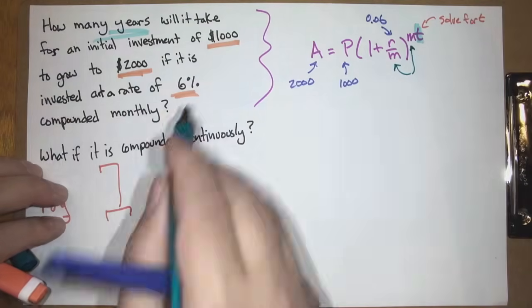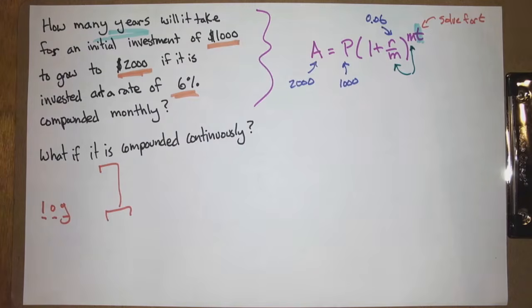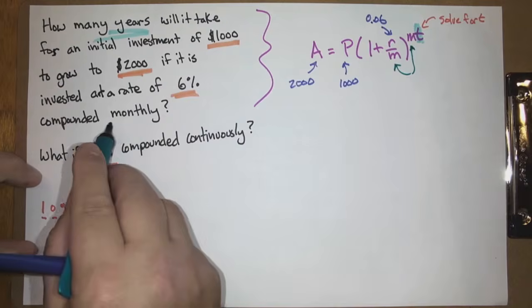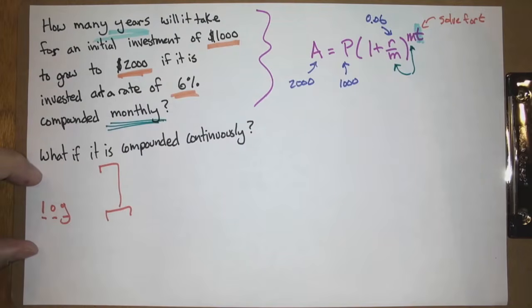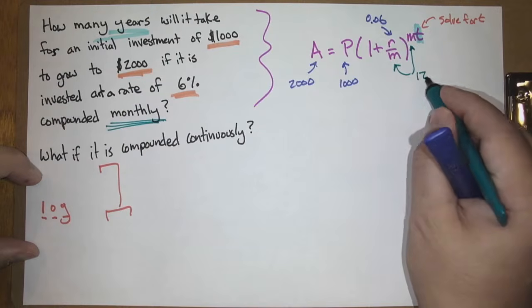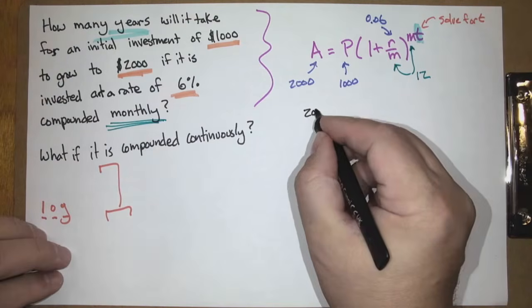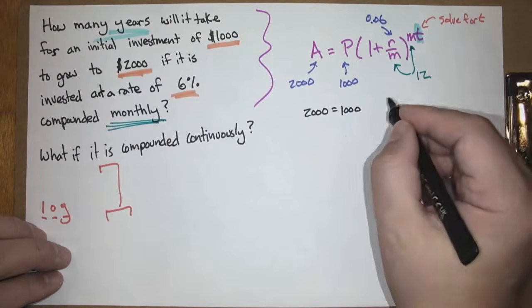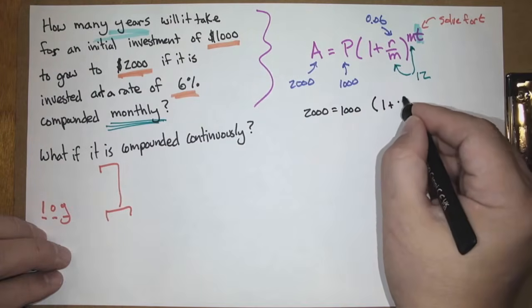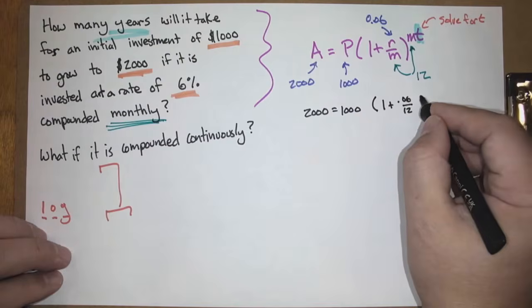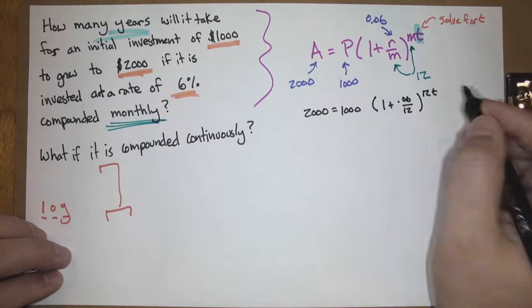Now, that still leaves us with one symbol to play with, this m, and we've run out of numbers. Is there anything that tells us what m is? The monthly. Yeah, that's the clue for m. So what does m become? 12, because there are 12 months in a year. All right, so we have all our pieces. It's just we put it all in. So we have 2,000 = 1,000 times (1 + 0.06/12) to the 12 times t.